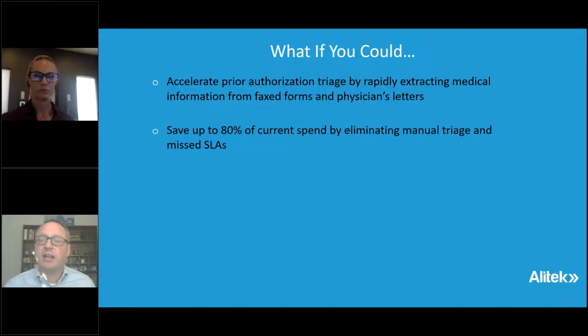What if you could save up to 80% of current spend by eliminating manual effort? Right? 80% was the average across customer examples that we were able to save them. And we were able to bring them into compliance with their SLAs.